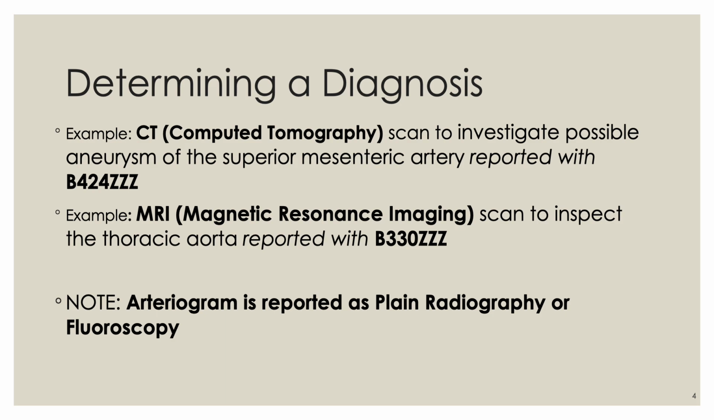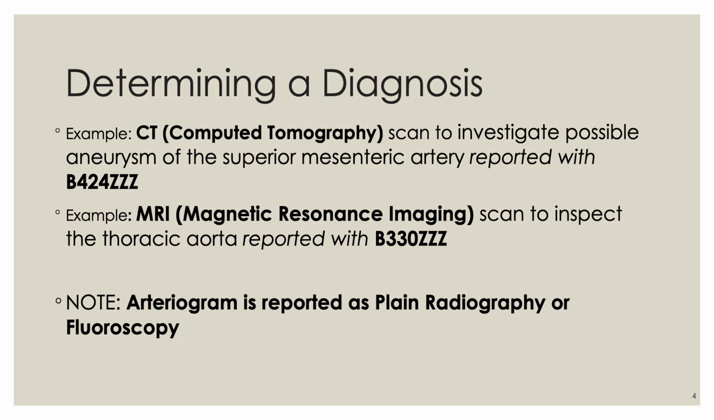So the CT scan to investigate a possible aneurysm of the superior mesenteric artery would be reported with B424ZZZ. Now, remember, of course, anatomical site is absolute. We have to know what part of the human body we are imaging. And of course, the same would follow if the clinician ordered an MRI, a magnetic resonance imaging. You're familiar with those, maybe.